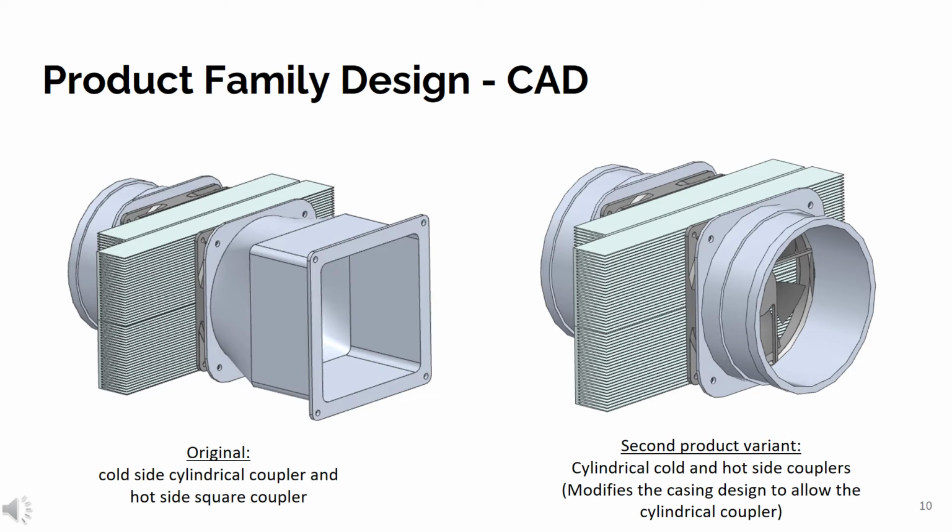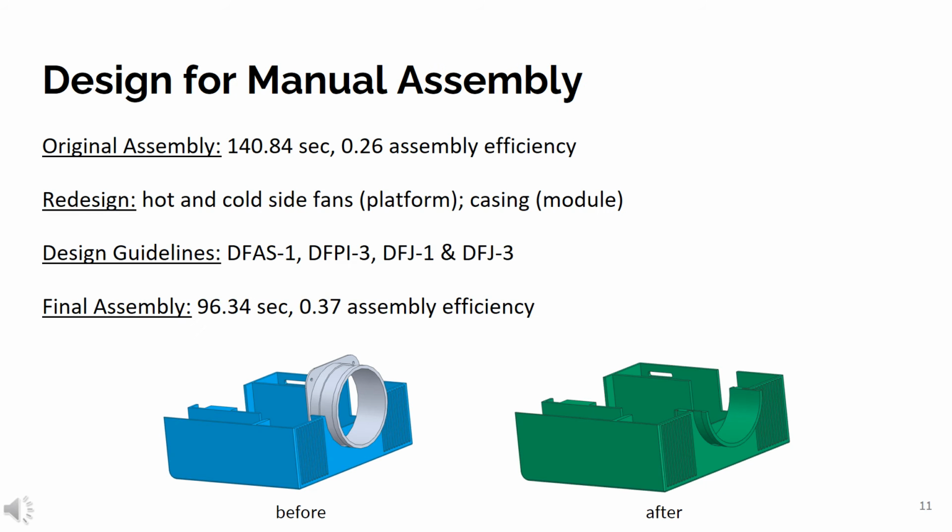One of our design changes to accommodate the secondary customer group was to add a product variant where both couplers were cylindrical. This way, both couplers could be connected to an outlet hose, allowing the customer to leverage both the hot and cold sides for thermal management.